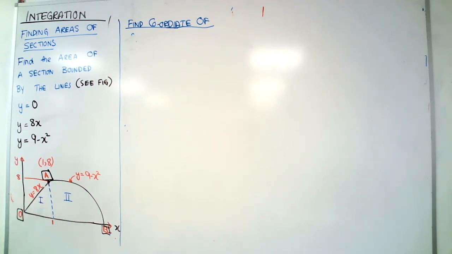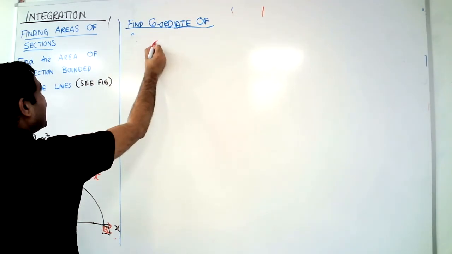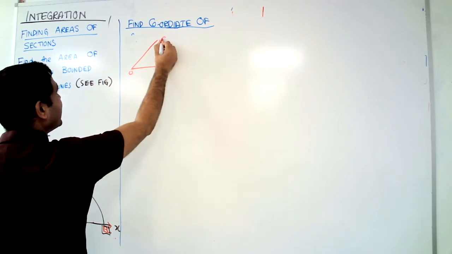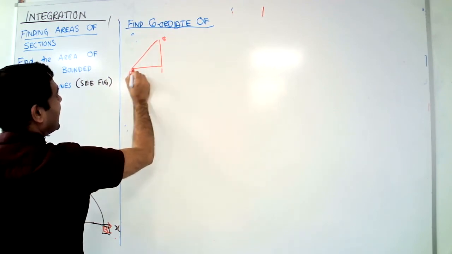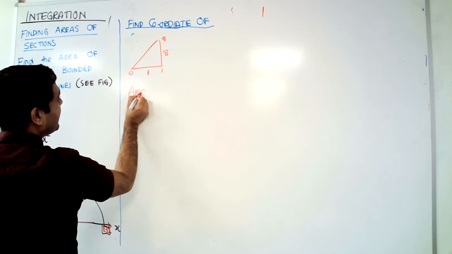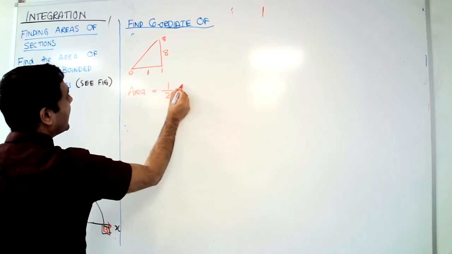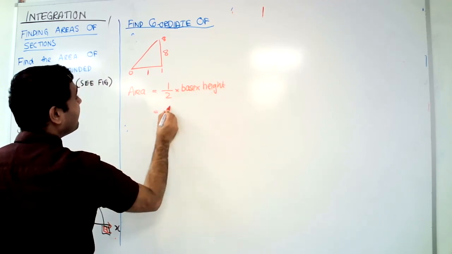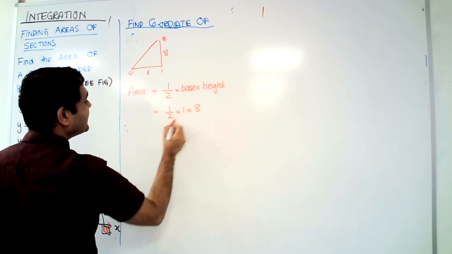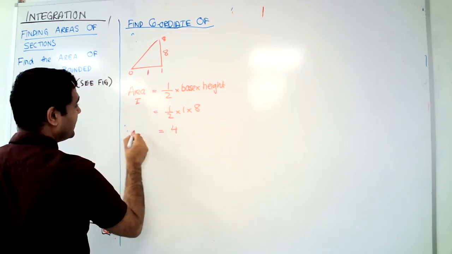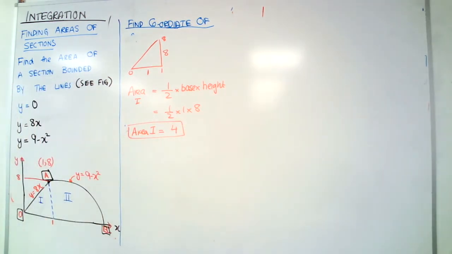Okay, now we got the coordinates of this point. So this is a triangle. This triangle looks something like this. So from here this is 0, this was 1, and from here to here is 8. So it's a triangle. This is 8, and this is 1. So if I find the area of the triangle, it's half times the base times the height. Half is a half, base is 1, height is 8. So area of the triangle 1 is just 4. So I got the area 1.